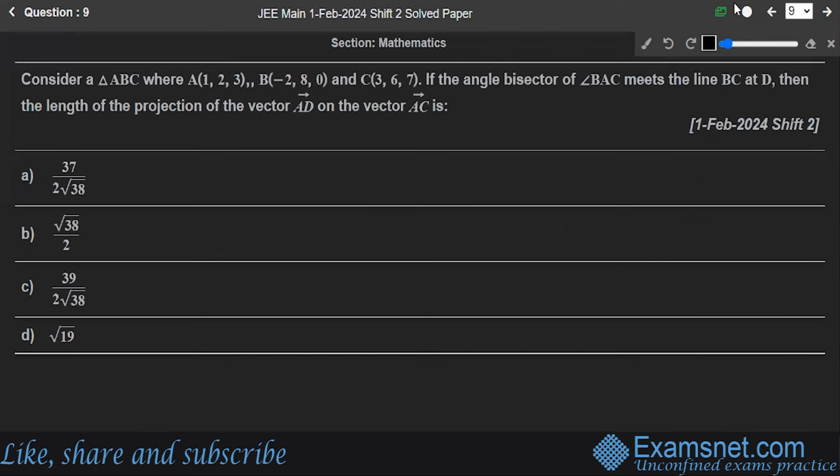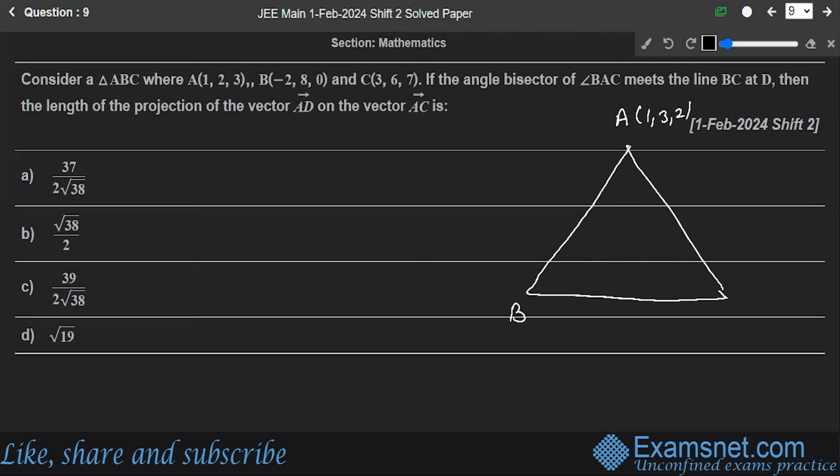Question number 9: consider triangle ABC where the coordinates of A, B, and C are given. The angle bisector of angle BAC meets BC at D. Then the length of the projection of vector AD on vector AC is? Okay, let's make the triangle. This is your point A.